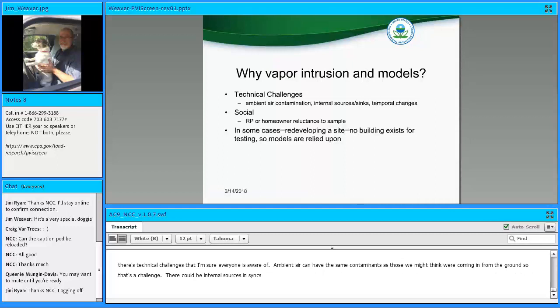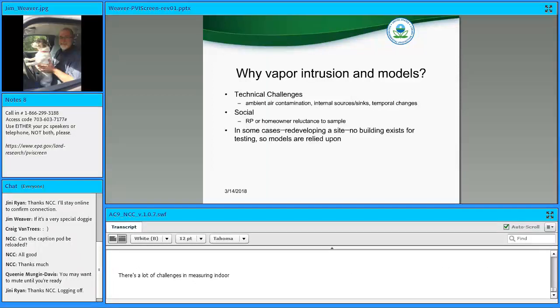One of the simple examples is if you have an attached garage and you have gasoline for your lawnmower, you might end up having these petroleum hydrocarbons in the air in your home, but they didn't come from the ground, they came from the gasoline. So there's a lot of challenges in measuring indoor air contamination. There's social issues. RPs, responsible parties, or homeowners may be reluctant to sample, and we don't have an authority to force them if they don't want to.